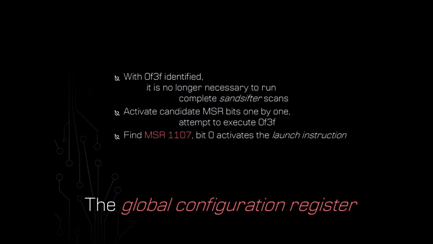So using this approach, I was able to determine pretty quickly that MSR number 1107 on the processor activates this launch instruction. So 1107 must be what the patents are calling the global configuration register, the register that will unlock this new functionality. Going further, what I suspect at this point is that by unlocking this other RISC core on the processor, I will be able to use that core to circumvent all of the security checks built into x86. That really opens up some phenomenal opportunities in exploitation.